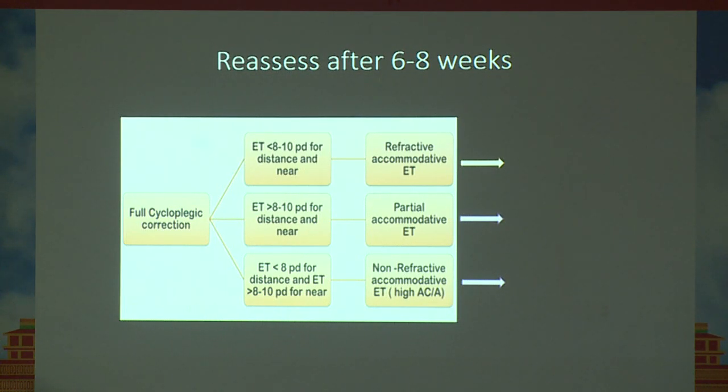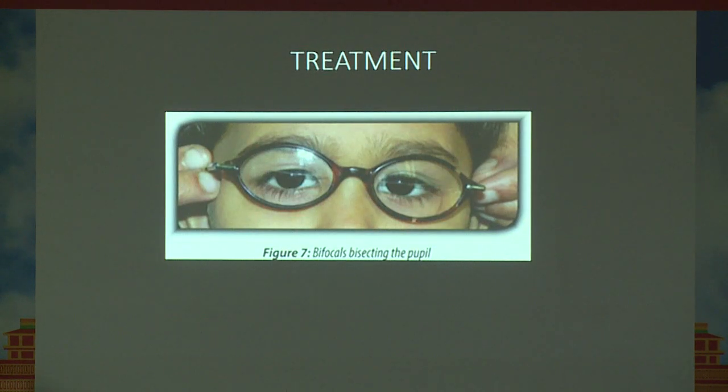But if the child is still having a small residual ET for distance and near, then it means it is a partially accommodative ET. That extra amount of the ET has to be tackled by a surgery. But if the child is ortho for distance and more ET for near, that is what we call a high AC/A ratio. Shift the child from the normal glasses to the bifocals, specifically bisecting the pupil.